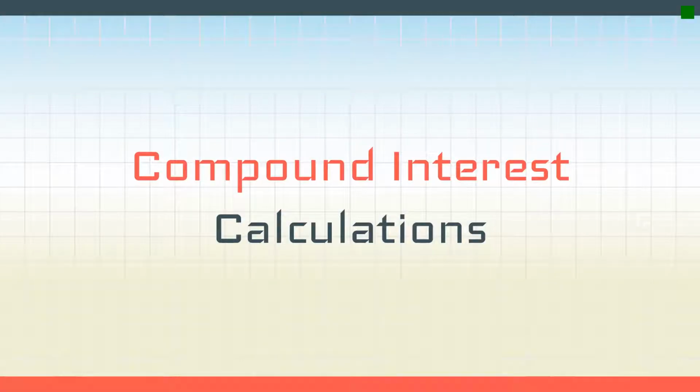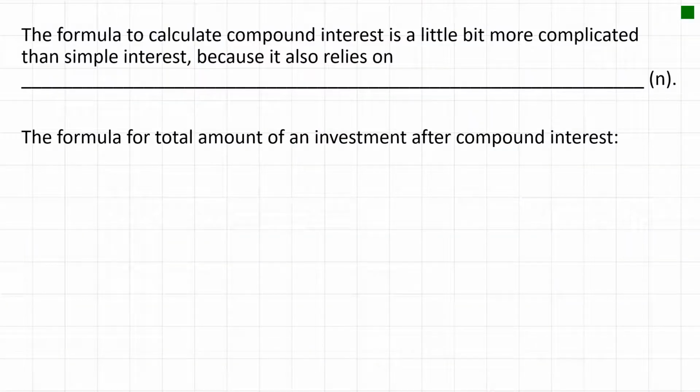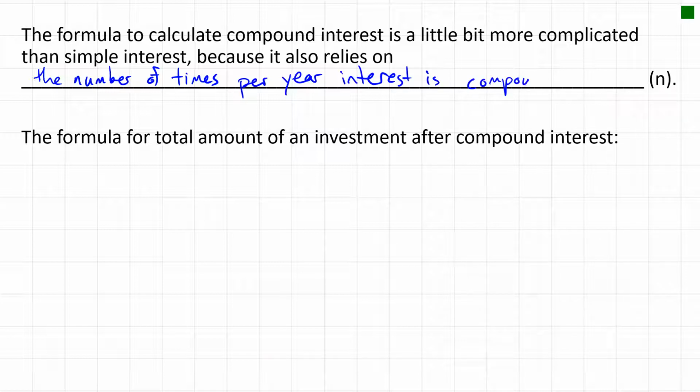Compound interest calculations. The formula to calculate compound interest is a little bit more complicated than the simple interest formula because it relies on the number of times per year that interest is compounded. And the variable that we're going to use for that number of times per year is lowercase n.